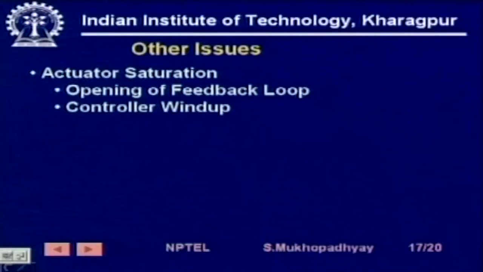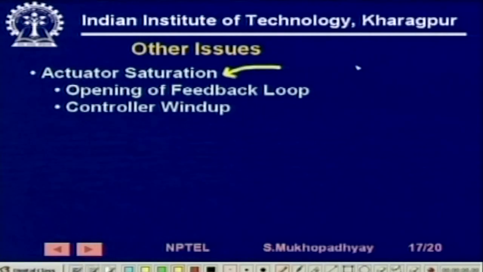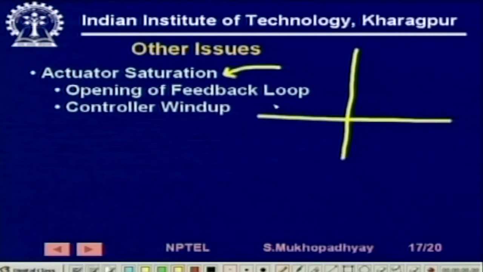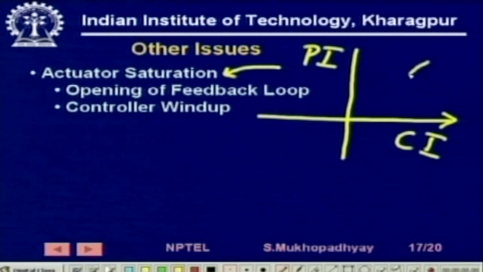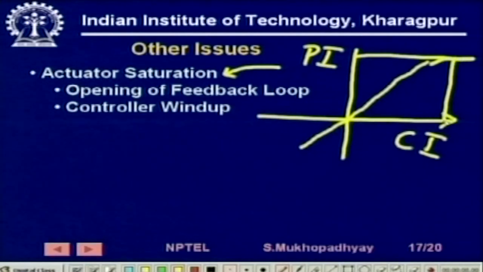For example, very often there can be actuator saturation, that is the characteristic of the actuator. This is the control input Ci and this is the plant input Pi. So this is the actuator characteristic. As you increase the control input, the actuator will also proportionally increase the plant input, but only up to a certain point, after which it will saturate. So if you give more and more control input, it will not give you proportionally high plant input. So the actuators typically will saturate.